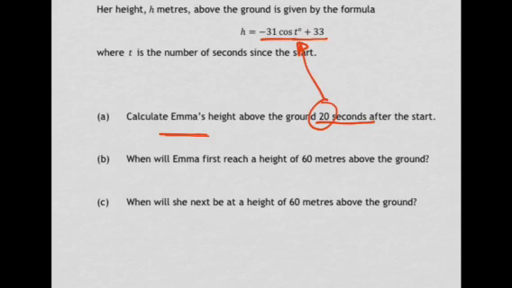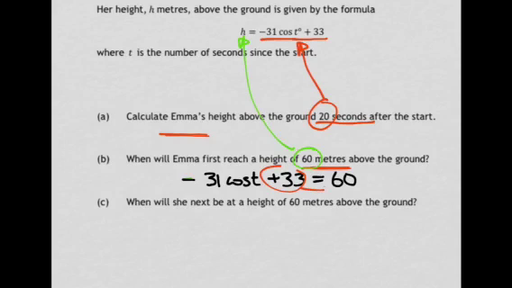Part B, when will the height first reach 60 metres? So that now means that you put 60 in where there's h. So basically you have a little formula which says, let me write it in a colour you can see, negative 31 cos t plus 33 is equal to 60. So if you solve that equation by taking the 33 over, by taking the negative 31 over, doing your all sine tan cos, that should give you your answer.